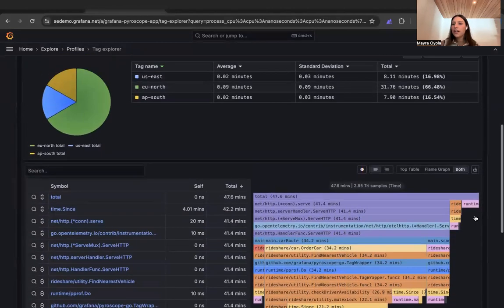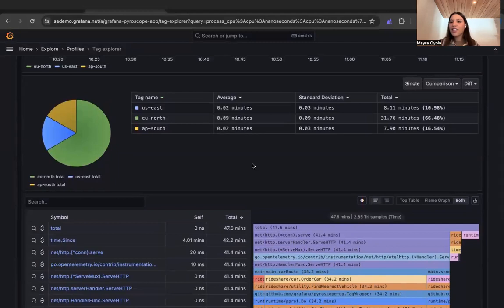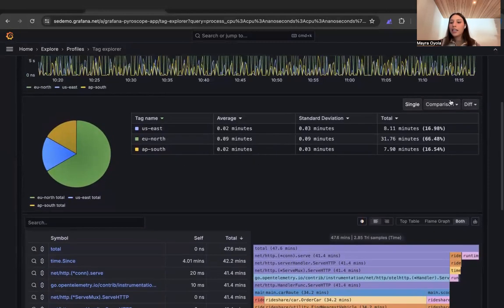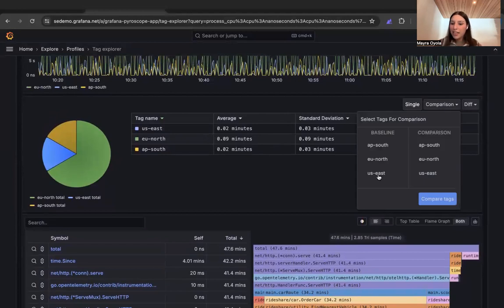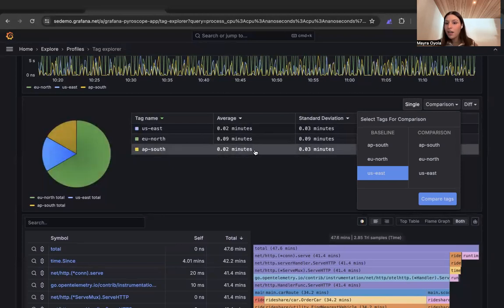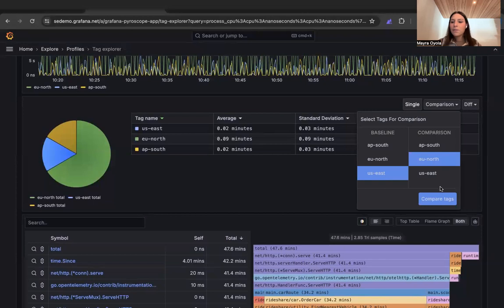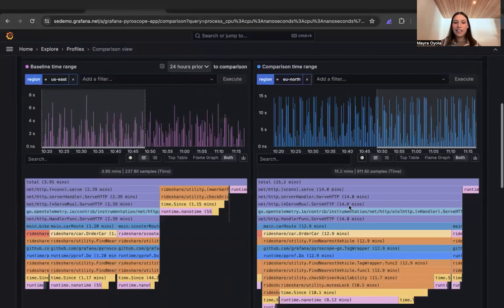However, individual evaluation of each of these is not really going to help us improve the EU North, right? So I think it'd be more useful if we set the baseline as US East, because we can see that that's performing okay, and then see what's different in EU North that could be causing this. So as I click compare tags, you'll see that it'll draw a side-by-side comparison. These graphs up here are going to be particularly interesting if you want to dive into a spike potentially and see what the difference was between 2 pieces of code.